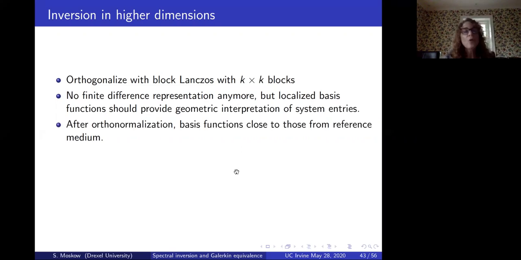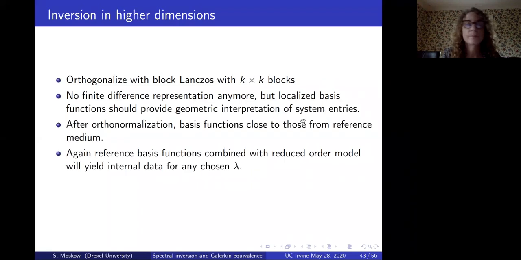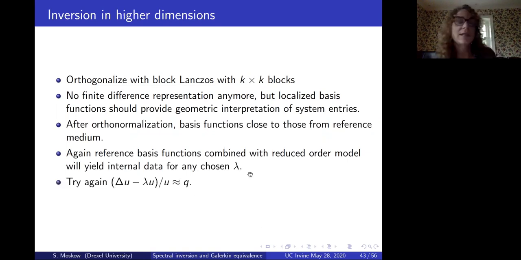And so after orthonormalization, the basis functions are very close to those from the reference medium, and this again happens in higher dimensions. So again, the reference basis functions combined with the reduced order model will yield internal data for any chosen lambda. Not exact, of course, but a good approximation. So we could again try the sort of stupid thing of taking Laplace u minus lambda u divided by u.